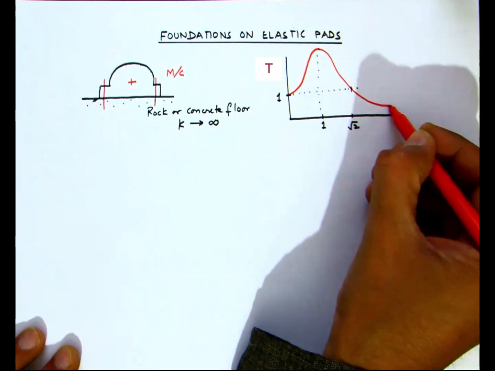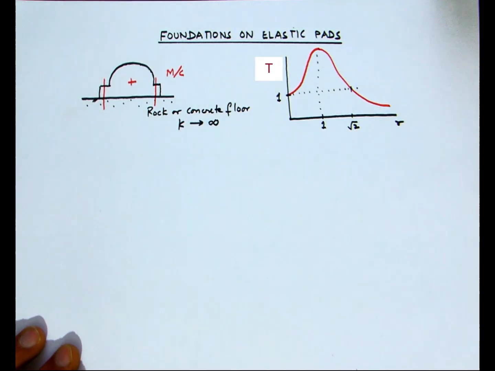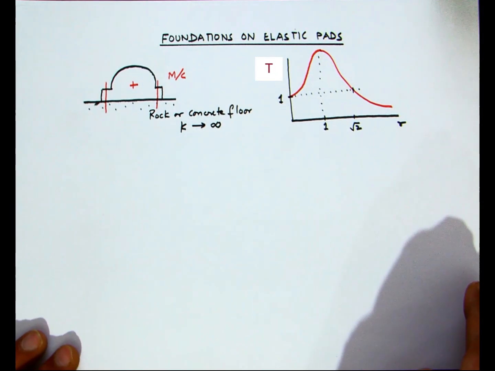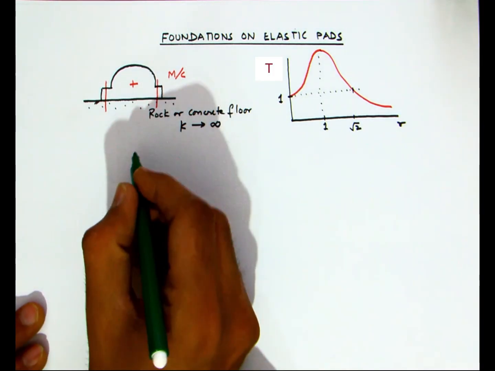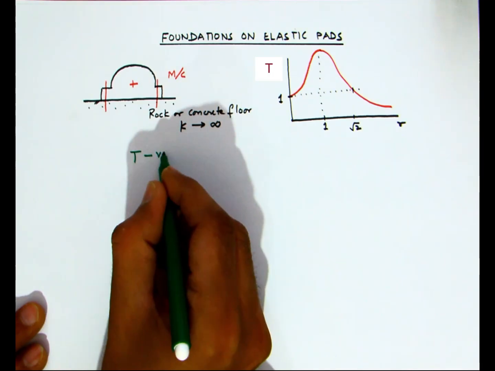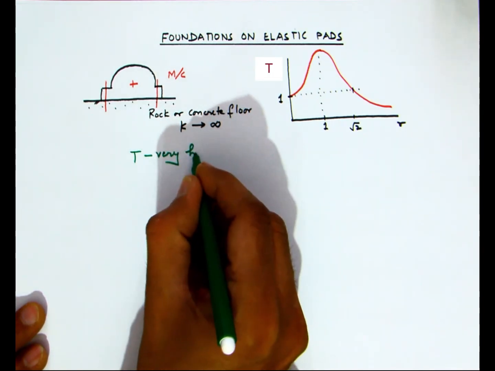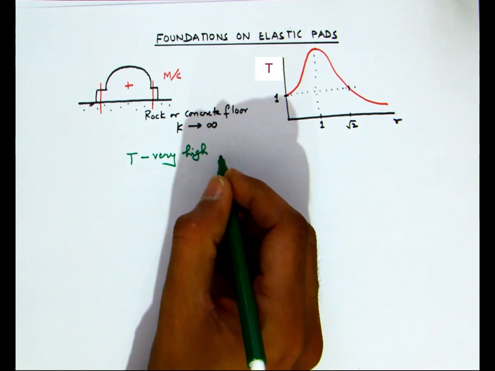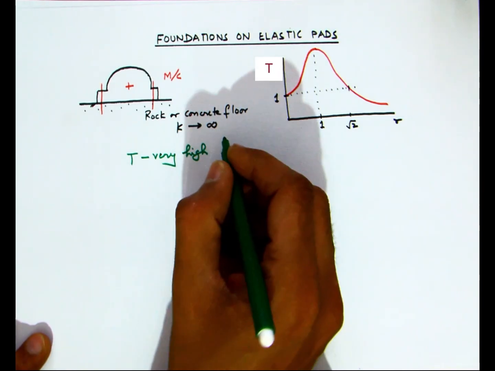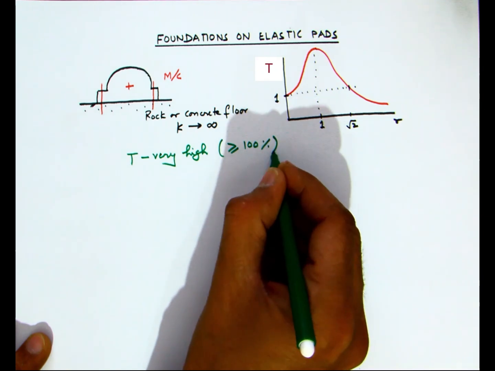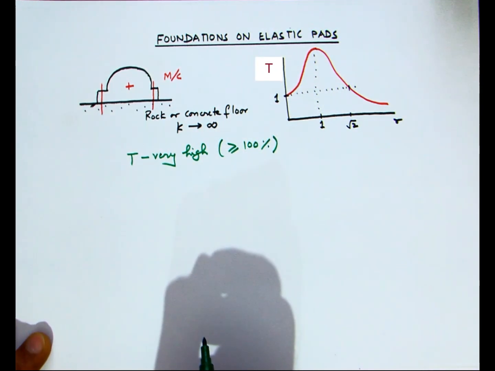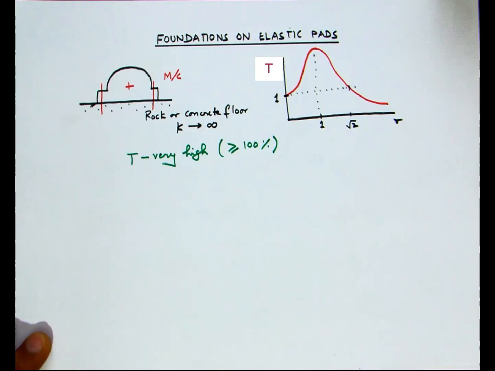As we have already learnt from the concept of transmissibility, when such a situation arises that the machine is directly resting on rock or concrete floor, the transmissibility is likely to be over 100%. So this will stay more than 100% for all values of R, or the frequency ratio, up to √2. Such a machine would transmit a very high degree of vibrations in the surroundings.